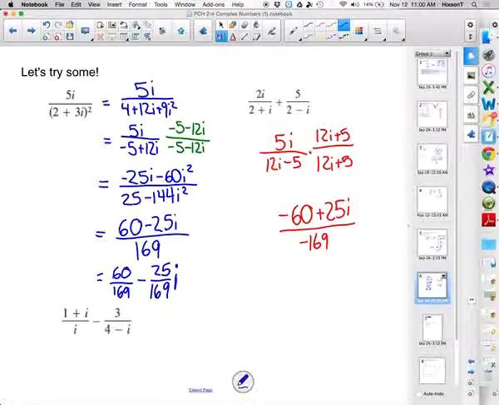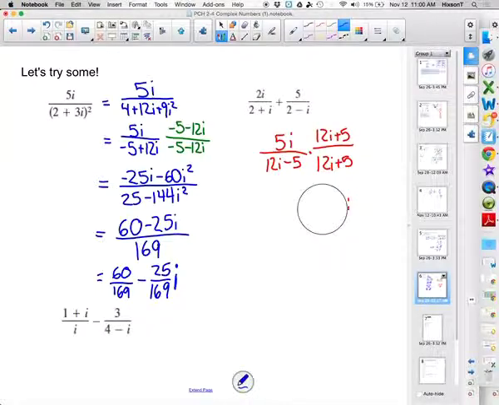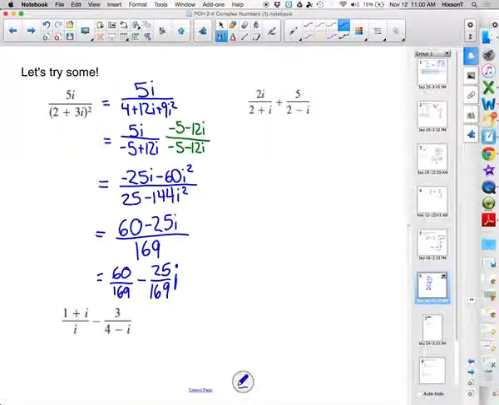Okay? Does that make sense? Yeah. That's why standard form is kind of nice, because no matter what path you take to get there, if you simplify stuff, we'll all get the same answer. Okay.